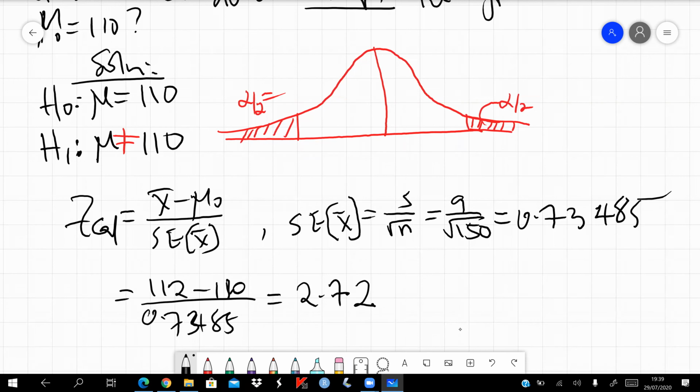For Z, I just need 2 decimal places because the tables that we're using are rounded off to 2 decimal places. So now this is what I want to do. I want a level of significance that will make this 2.72 fall in the acceptance region. I want to "accept" this null hypothesis, so I want a level of significance that will make me fail to reject it.